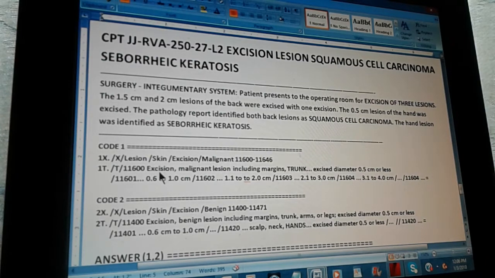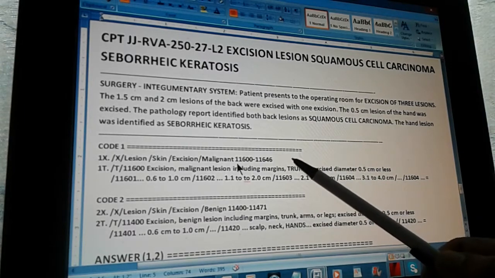So code number 1 for the squamous cell carcinoma is found like this. First, you go to the index. You start with the letter L for lesion. Then you go to skin, then you go to excision. That's what we told you in the tips, right? After excision, you go to malignant, because the squamous cell carcinoma is a malignant tumor, right? The pathology report told you that. So what do you get there?